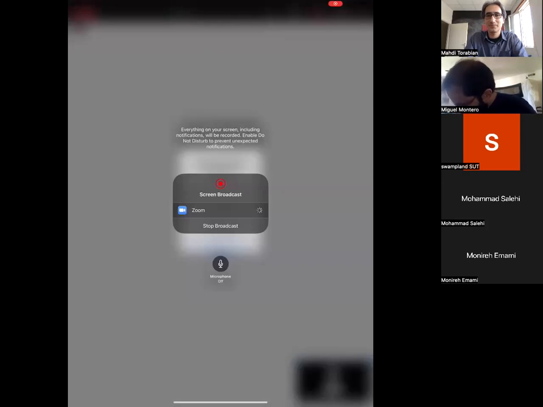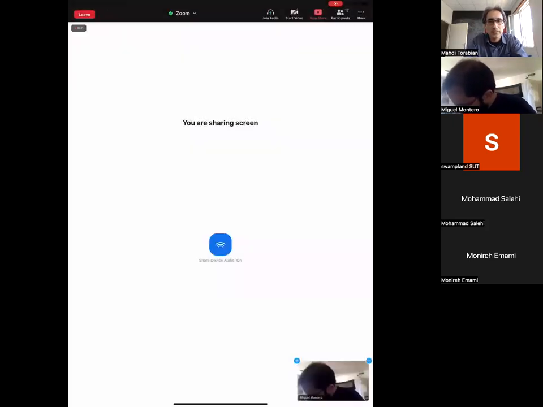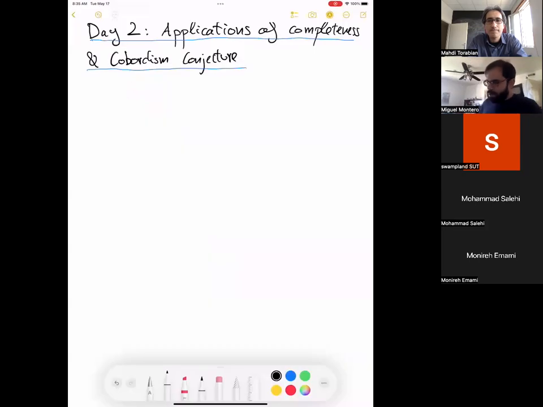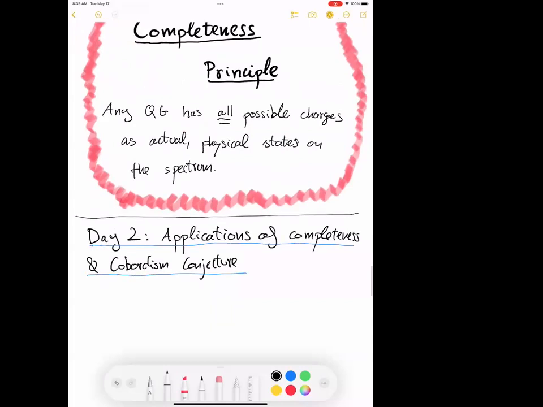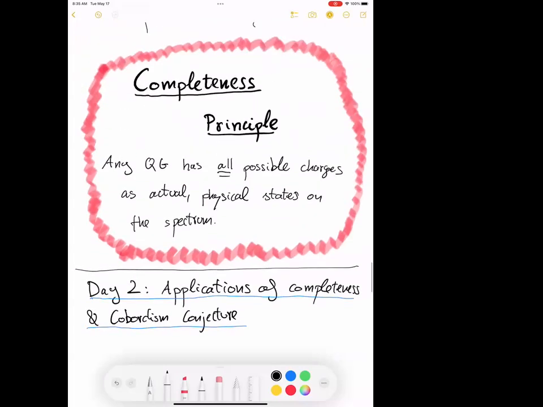We're gonna continue where we left off the other day. If you remember, the thing that we ended the lecture with yesterday was this completeness principle, this idea that we derived in some special cases out of no global symmetries, and that let us conclude that in any quantum theory of gravity, every possible charge is a physical state on the spectrum.